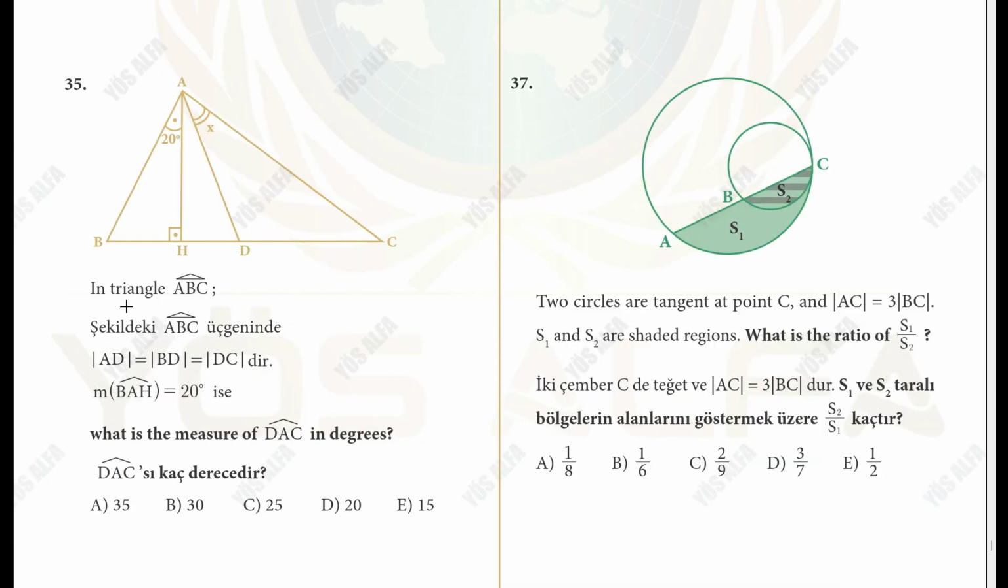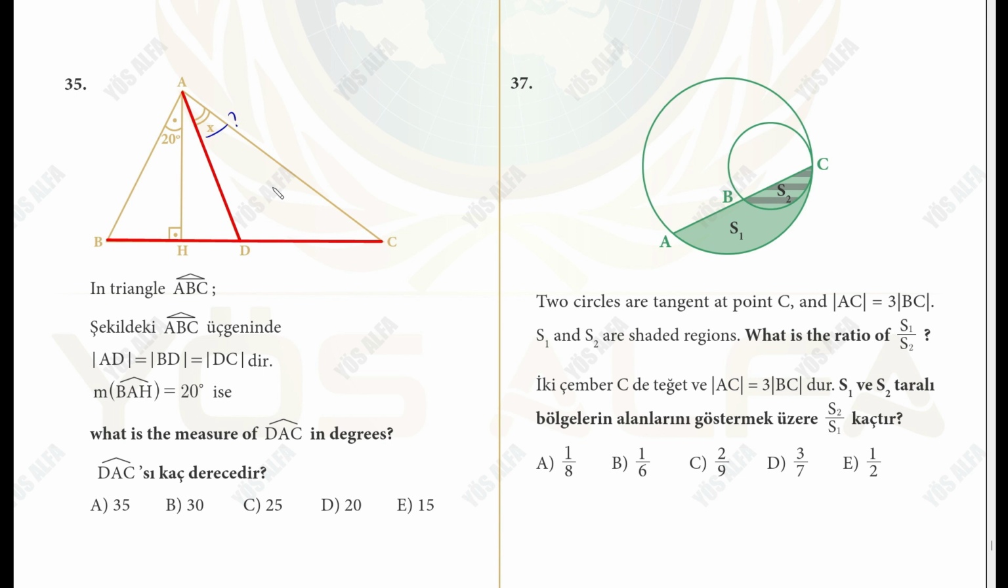35. In triangle ABC, AD, BD, and DC are equal. So these lines are equal. And the angle BAH is 20. It's already given here. And angle DAC is asked.